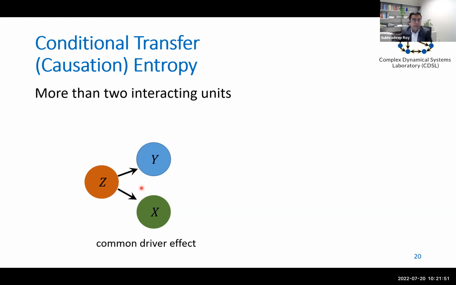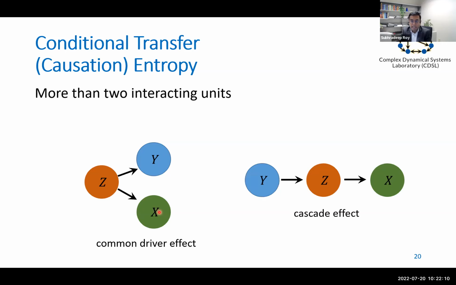let's say we have a third time series process Z, which is influencing both X and Y. In such a scenario, if I implement the pairwise transfer entropy that I introduced in the last slide, we would see a false coupling because there is a shared information coming from Z. Similarly, we can have what is called a cascade effect. This is when we have, let's say, Y influencing Z, and then Z influences X. Again, a pairwise transfer entropy would show a false coupling between X and Y.